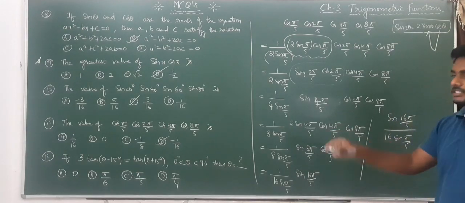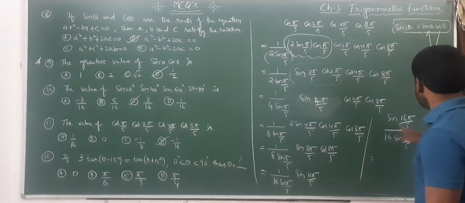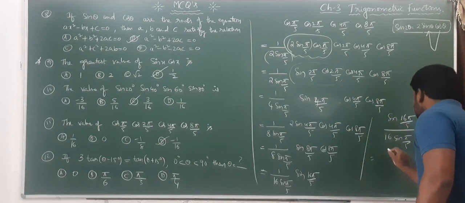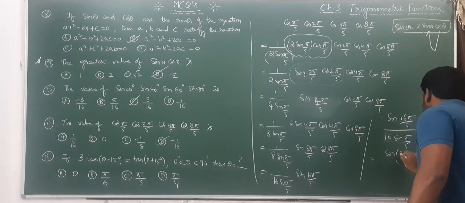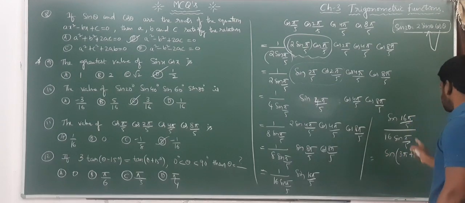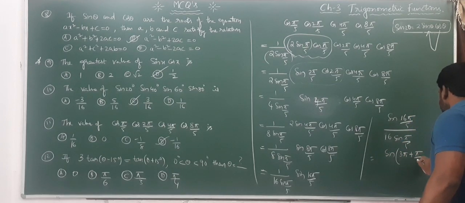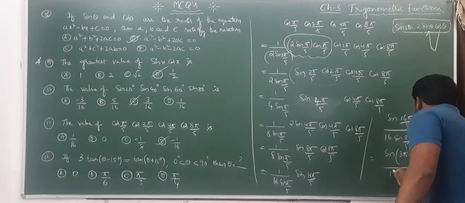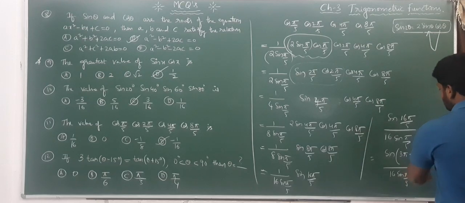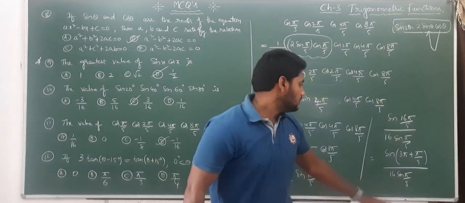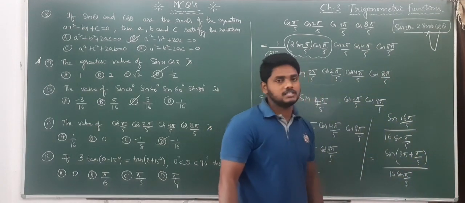Here these two cancel, 1 by 16. No. Sin 16 pi by 5. How to simplify sin 16 pi by 5? Sin of 3 pi plus pi by 5, divided by 16 sin pi by 5. So this is 3 pi plus pi by 5, correct or not? 5 threes are 15, 15 plus 1, 16 pi by 5.